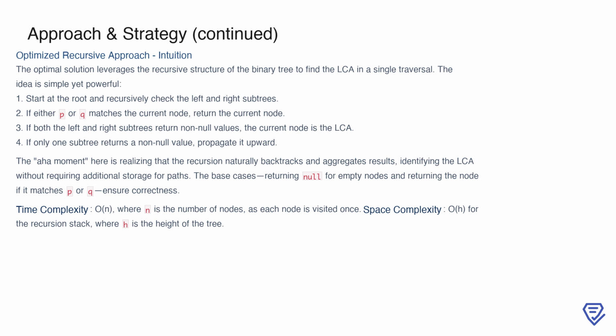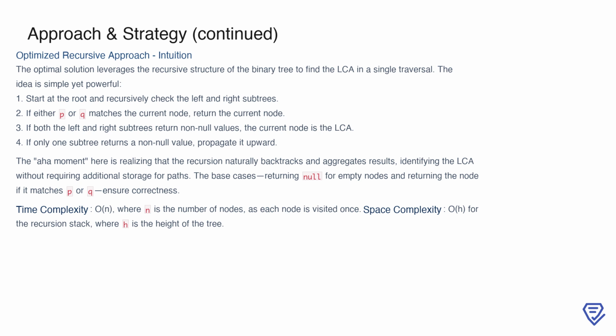Now, if both the left and right subtrees return non-null values, it means we've found P and Q in separate branches, making the current node their lowest common ancestor. On the other hand, if only one subtree returns a non-null value, we simply propagate that value upwards in the recursion. This method avoids the need to explicitly store paths, as the recursion itself keeps track of the traversal and aggregates results naturally. The base cases ensure correctness.